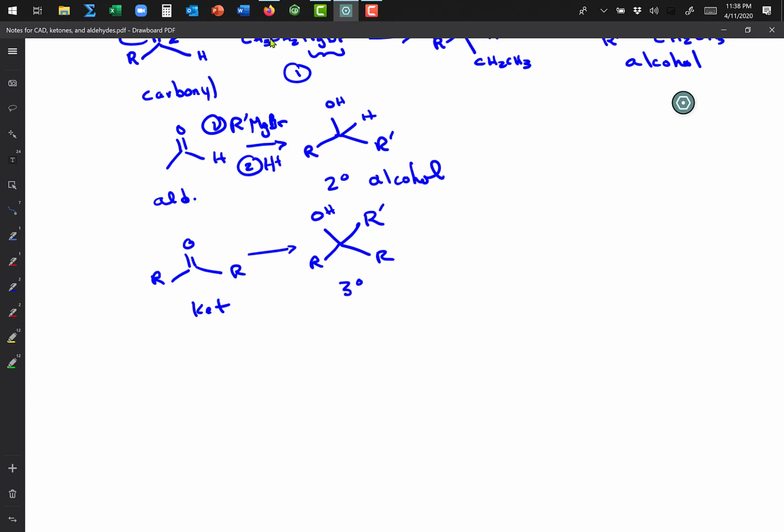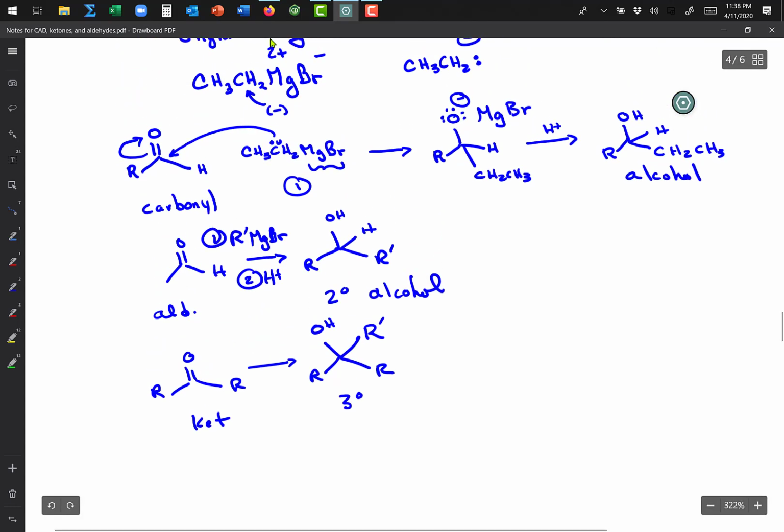Now, if you think about it, the reason it's not a substitution is, for it to be a substitution, H minus would have to leave, and H minus is a very strong base.